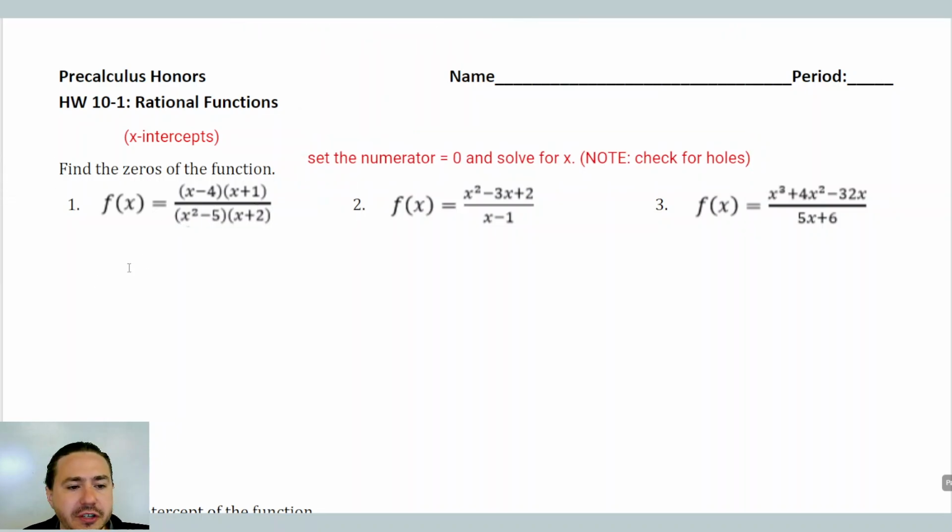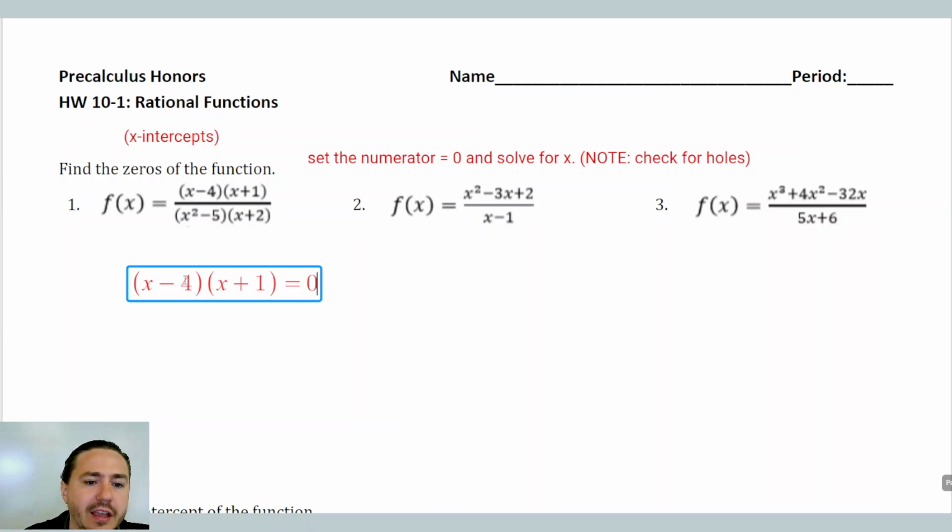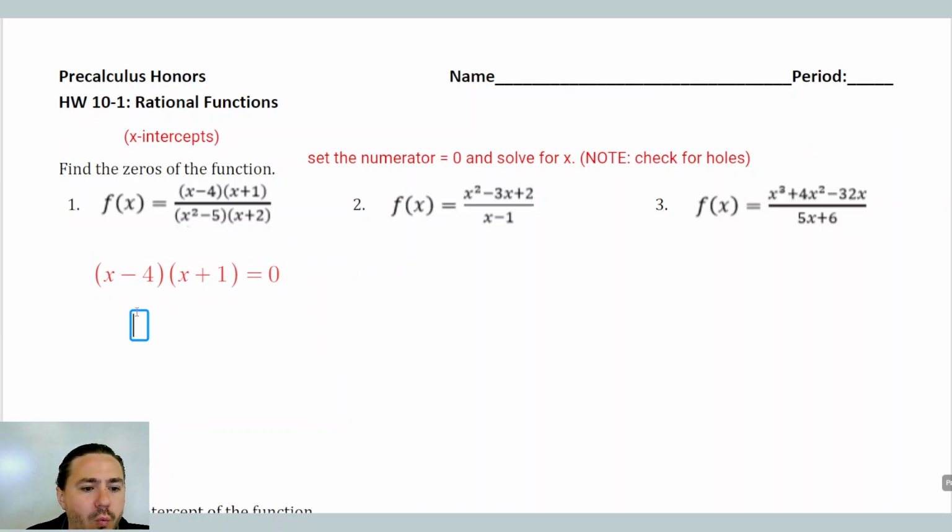There are no common factors here, so we don't need to worry about the holes. We're just going to set x minus 4 times x plus 1 equal to 0, and that gives us two x-intercepts, one at 4 and one at -1. So the way you typically write your x-intercepts is as coordinates: (4, 0) and (-1, 0).